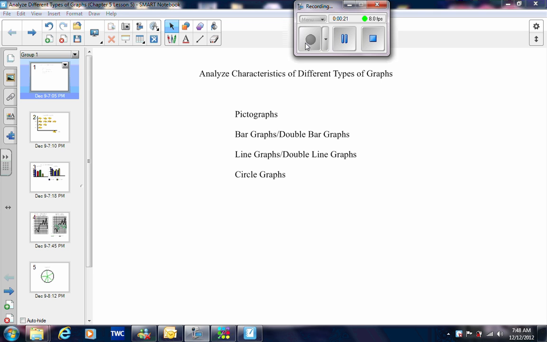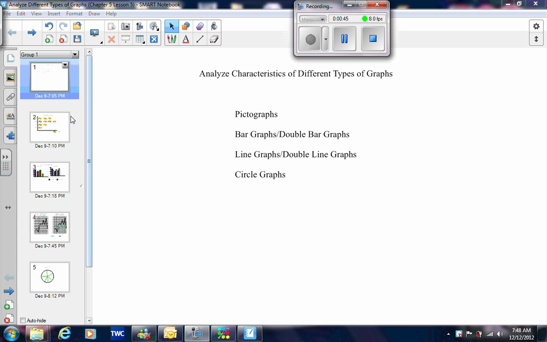Characteristics, just talk about the things that make these graphs different from other graphs. Also, I'm going to talk about when would be the best time to use these certain types of graphs. Now, the reason we have several different types of graphs is because some of them are better to use at certain times than others are.